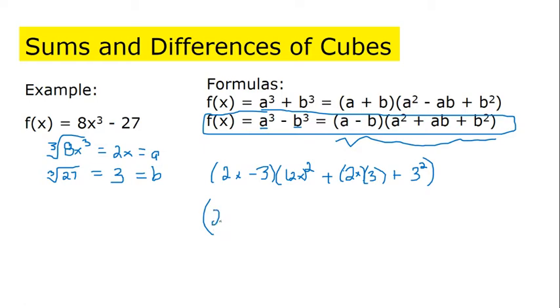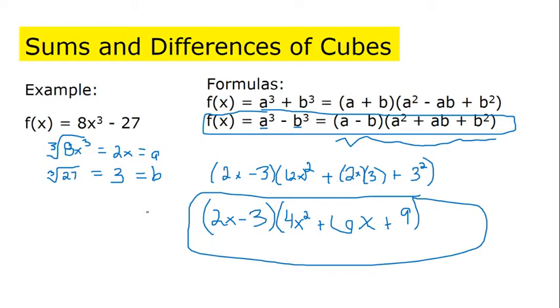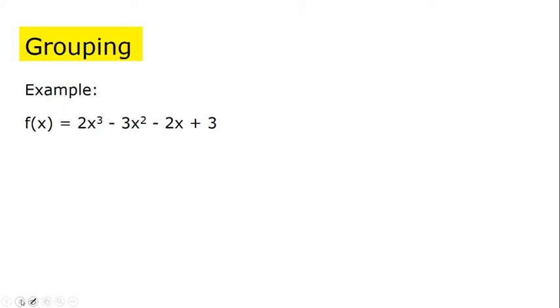So the last thing is we're going to actually go ahead and calculate what's inside of our second parentheses. So we have 2x minus 3. And then if we do 2x squared, we're going to take 2 squared, which gives us a 4, and then x squared gives us x squared. Plus 2x times 3 gives us a 6x. Plus 3 squared is 9. So that is our factorization of the sum or difference of cubes. So let's go on to the next one.